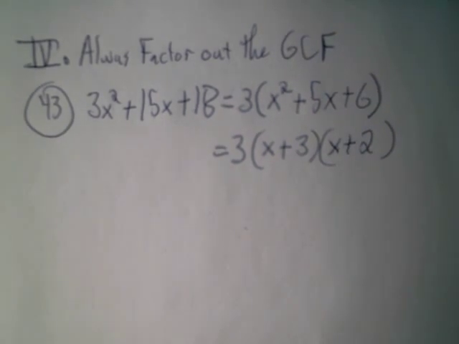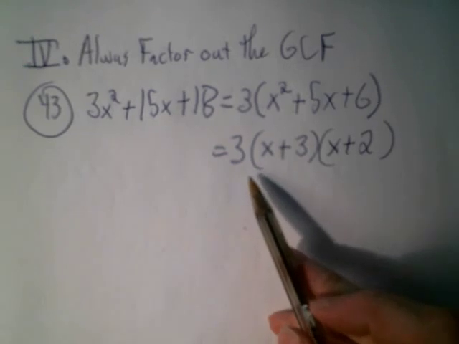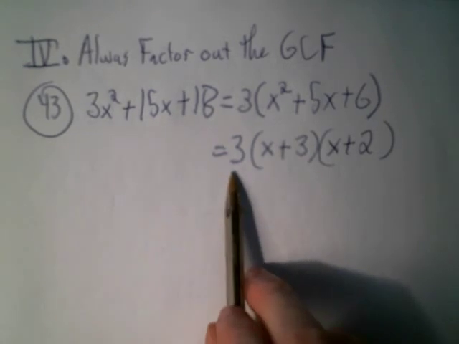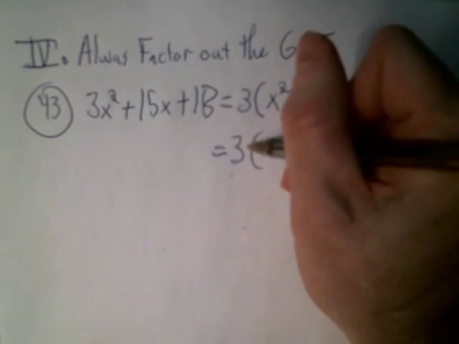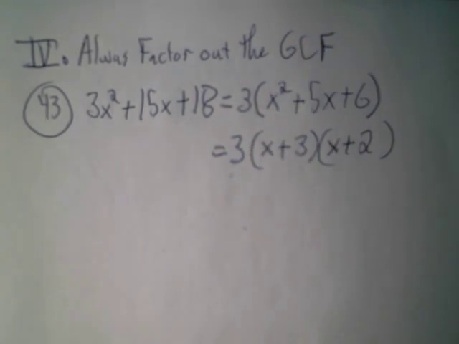Right. Okay, one freshman mistake is forgetting to bring this 3 along for the ride. That 3 has to be there. Okay? It needs to be part of your final factorization.